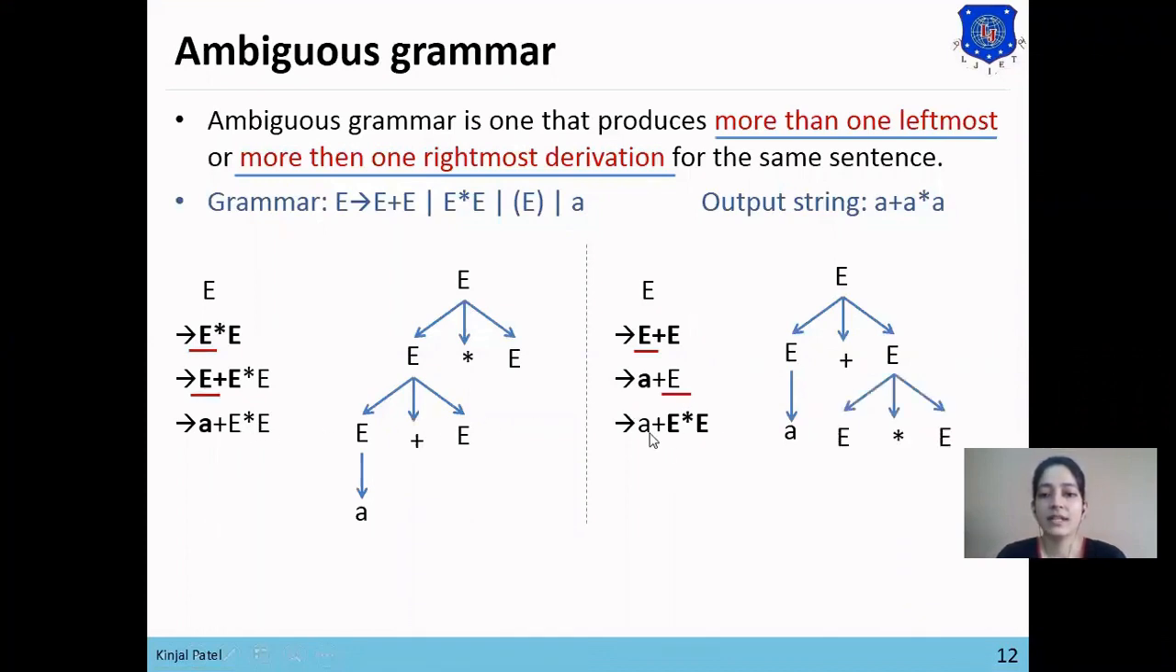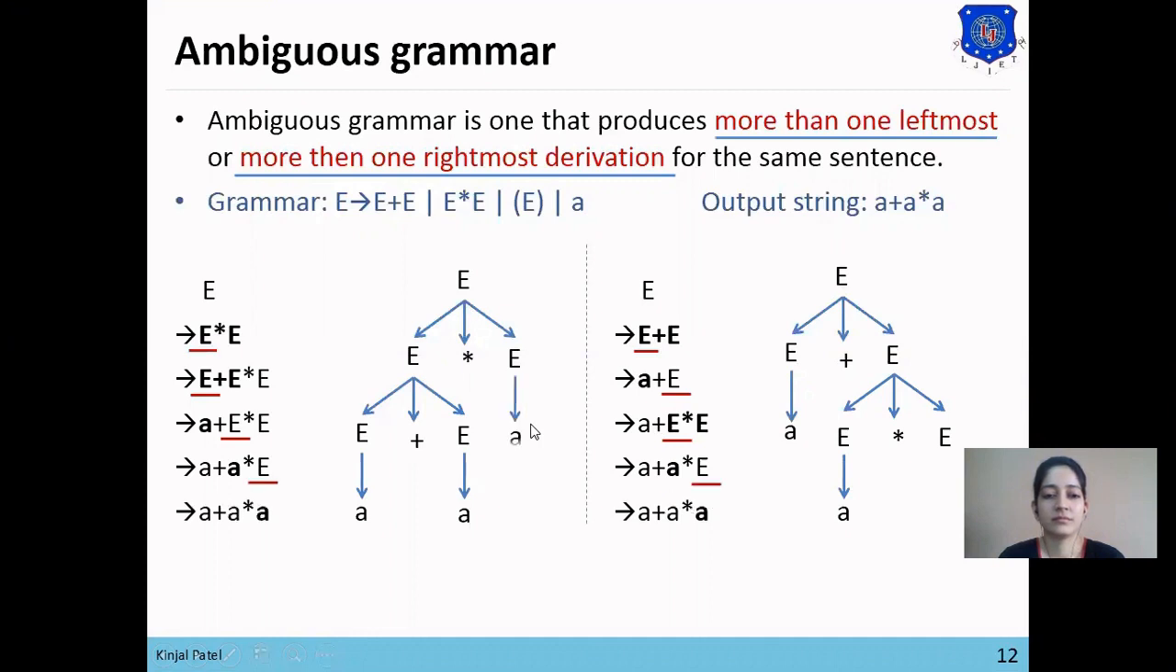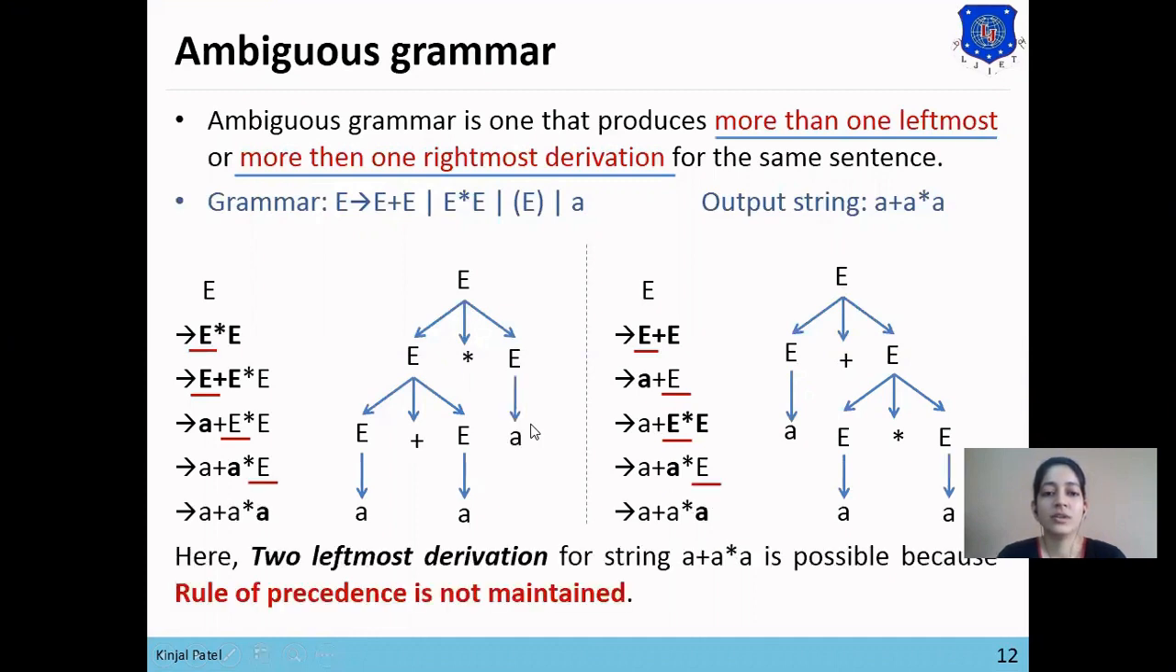Now in the second example also the formation has been generated. So one by one we will replace the leftmost E with A. You can see that A plus A star A has been derived from the statement. So there are two leftmost derivations generated for the single given statement.